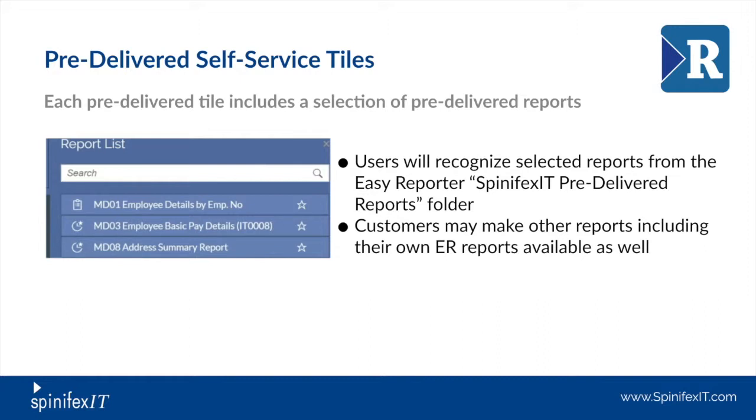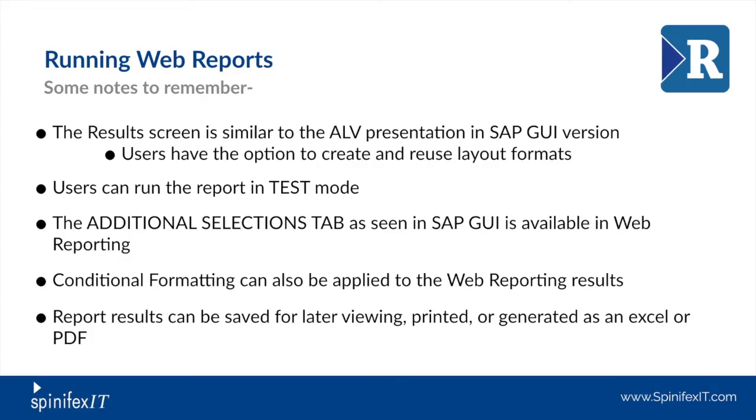Now, a few more items to note when you are using the web reporting functionality are listed on this next slide. First off, you'll notice that the results screen looks similar to the ALV view utilized in the SAP GUI executions of Easy Reporter. And similar to the GUI version, users have the ability to run reports in test mode. Also similar is the fact that the additional selections tab is available in the web version. Now, I'm making special mention of this because in earlier releases of the web reporter that wasn't the case. So just in case you have some familiarity already, I wanted to make sure to update you on that.